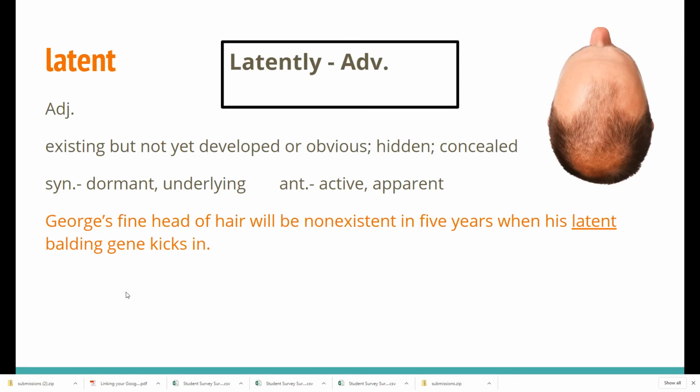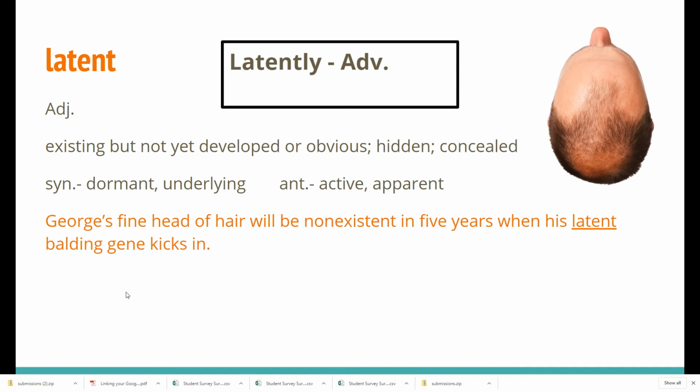Latent. Latent is an adjective. So remember that adjectives are describing words. Adjectives describe nouns and pronouns, okay? So that adjective means existing but not yet developed or obvious, hidden or concealed, okay? So take a look at the synonyms: dormant or underlying. So something that is hidden or not able to be seen, okay? George's fine head of hair will be non-existent in 5 years when his latent balding gene kicks in.